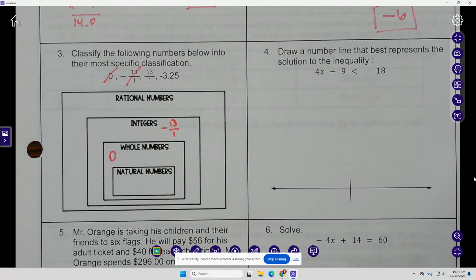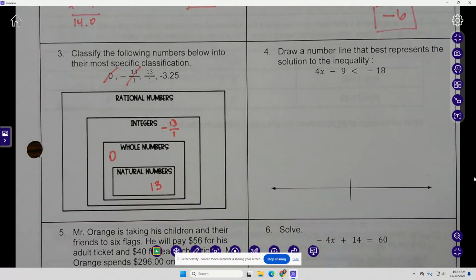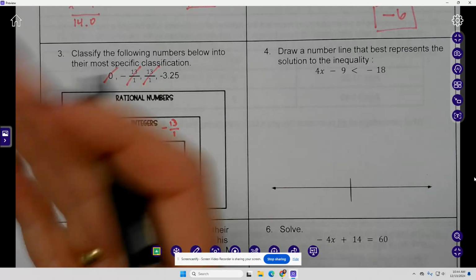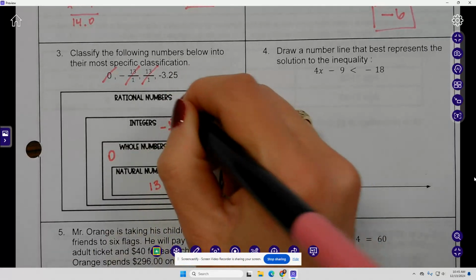Positive 13 over 1, again, it looks like a fraction, or it is a fraction, but when you divide that out, it's actually a positive 13. So that's actually a natural number. Remember, our natural numbers are your counting numbers, so 1, 2, 3, 4, 5. Whole numbers are all the natural numbers, including 0. Integers are positive and negative counting numbers. And then rational numbers are your fractions and decimals. So negative 3.25 is rational.